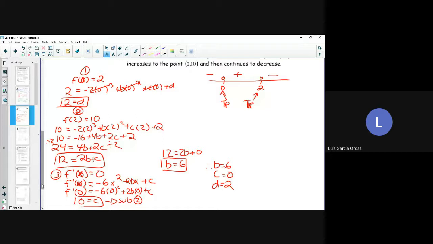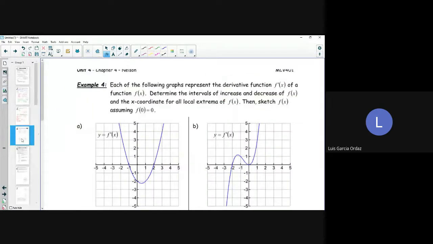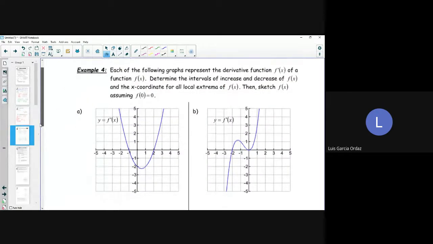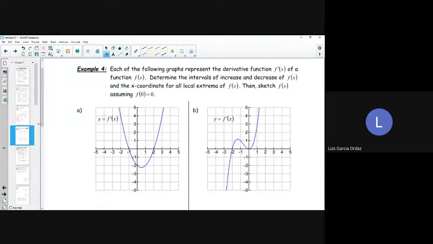Okay, and then we're going to do our last question, and that's going to be it for this lesson. So each of the following graphs represent the derivative function f prime of x of a function f of x. Determine the intervals of increase and decrease of f of x and the x coordinate for all local extrema of f of x. Then sketch f of x, assuming f at 0 is equal to 0.